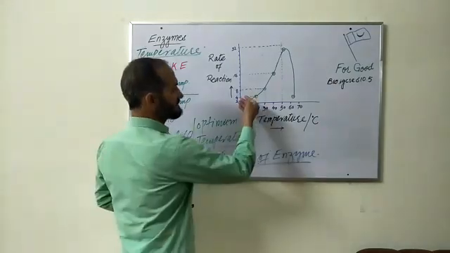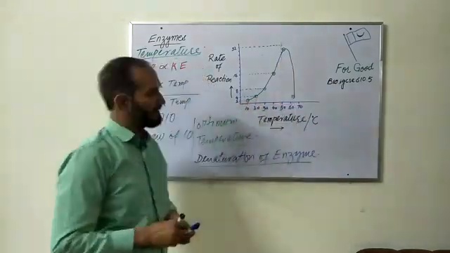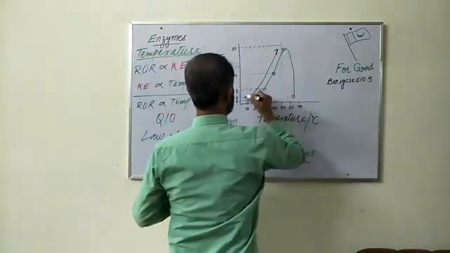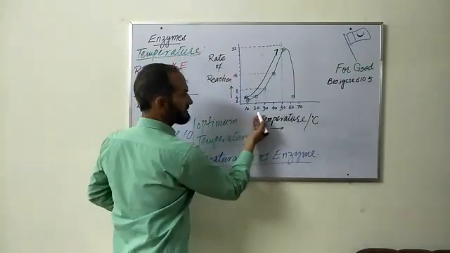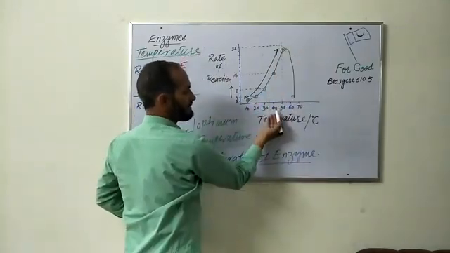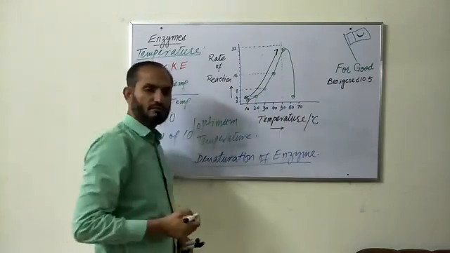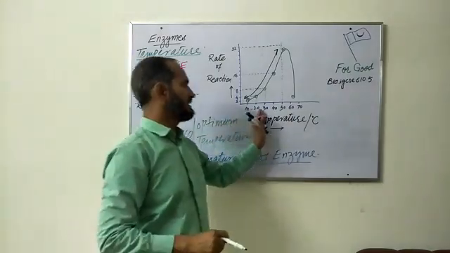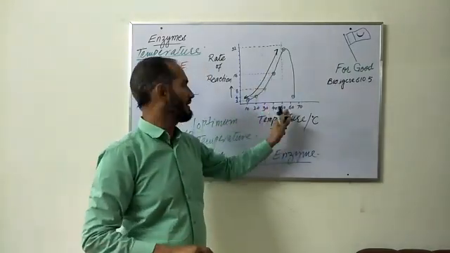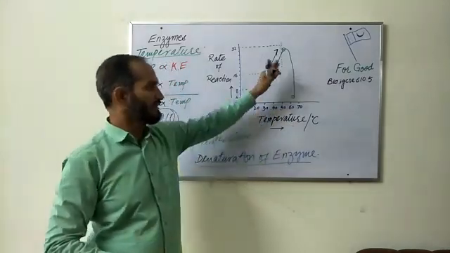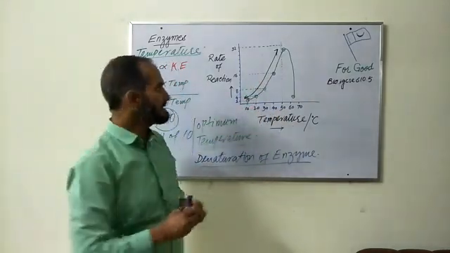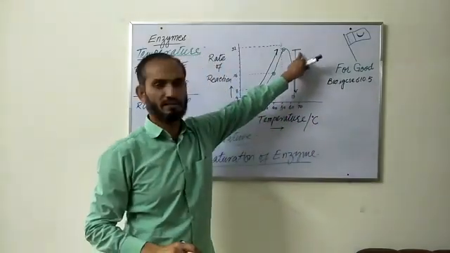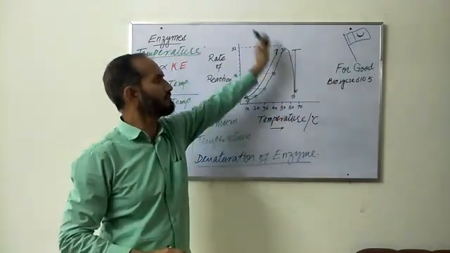I can say that this part of the graph is the reversible part. I can show you here, I can indicate it with the double arrow, that by increasing the temperature, rate is increasing, and if you lower the temperature, rate will be lowered. The same Q10 will be applicable, that by every 10 degree rise in temperature, rate will be doubled, and by every 10 degree fall in temperature, rate will become half. But this part of the graph is irreversible. Stop line. Once it is denatured, it cannot be renatured.